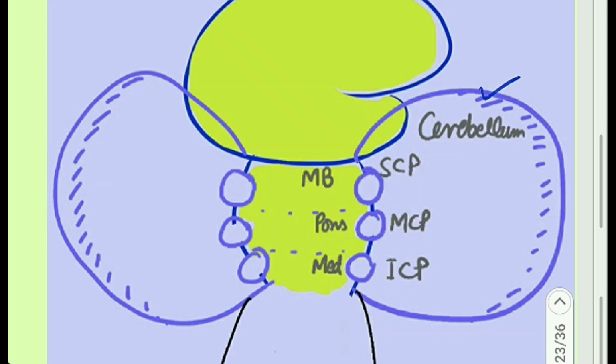Let us discuss this diagram. This is the cerebellum, which is present at the level of the brainstem. Brainstem consists of midbrain, pons and the medulla. Cerebellum has got connections with the midbrain. Fibers get entry and exit from the cerebellum and the midbrain, and that is known as the superior cerebellar peduncle.